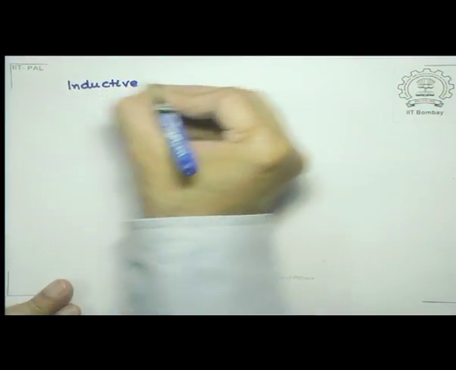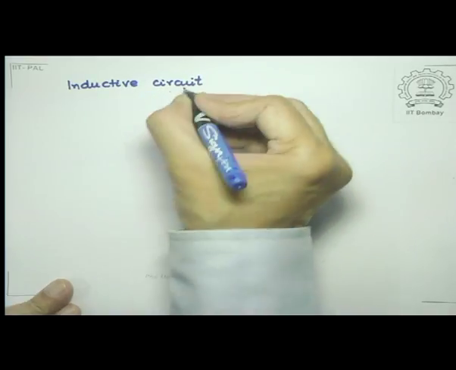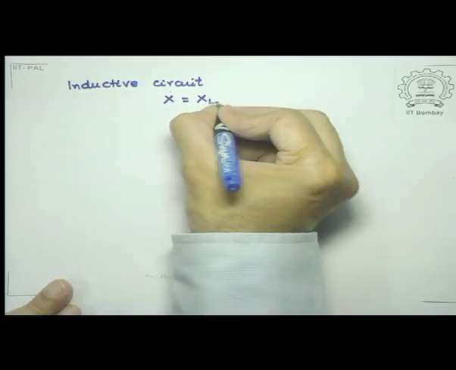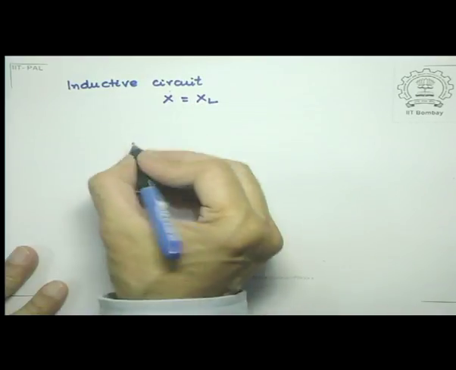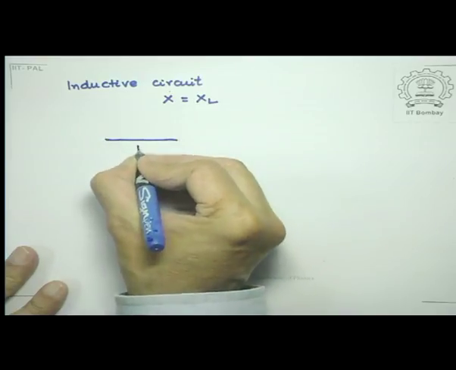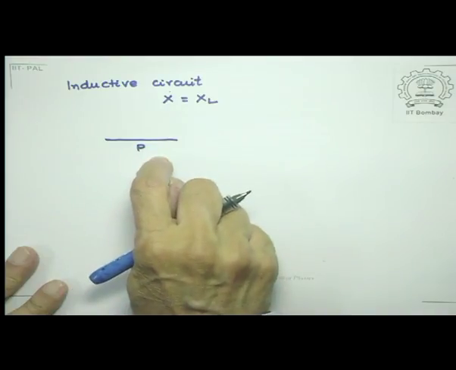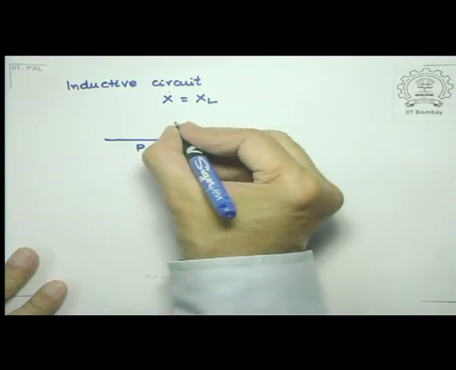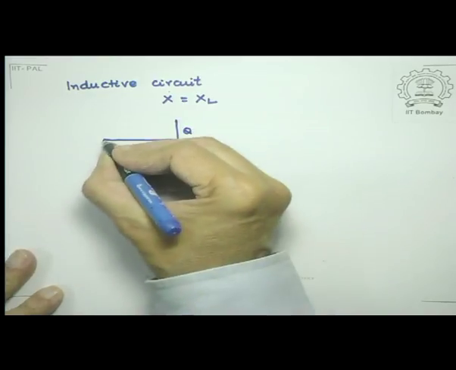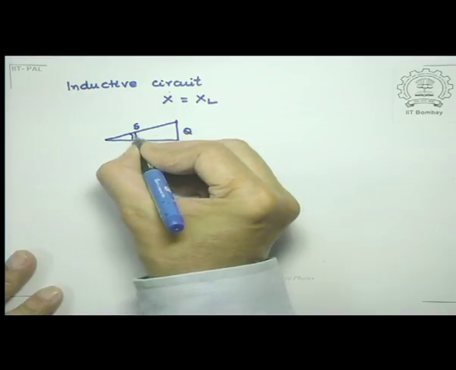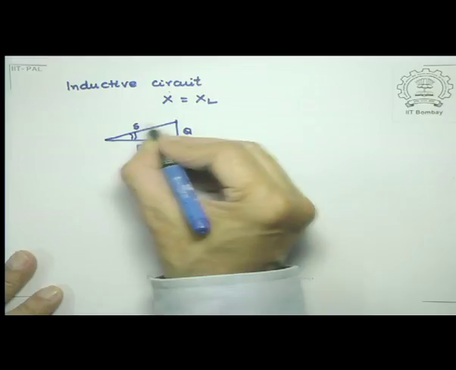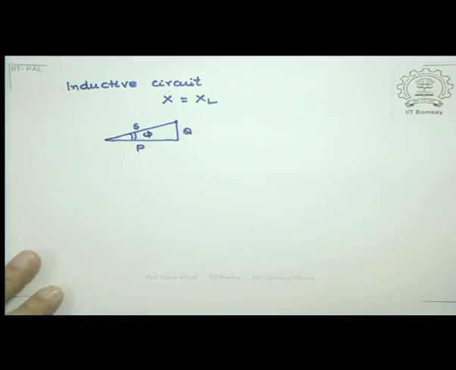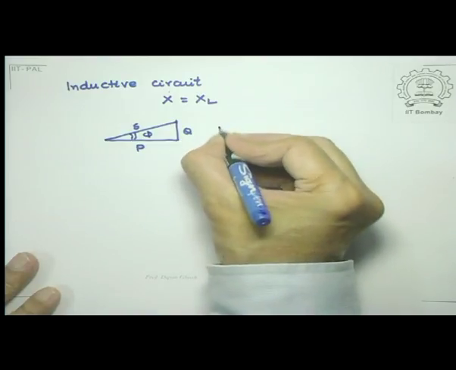Now suppose I took an inductive case. So for an inductive circuit, my X is XL. In that case, the power triangle will look like this. This is my power P, the active power. Remember, the active power is always along the current direction. And this is my reactive power Q, and this is the apparent power S. And you can see that the current lags the voltage because S is nothing but VI. So this is current lags the voltage.